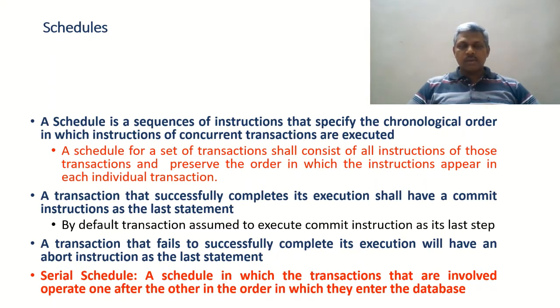And when it comes to the serial schedule, once we define a schedule, we have the concept of a serial schedule. So what do we mean by a serial schedule? The idea is very simple. The order in which the transactions enter the database, with respect to the timestamps, dictates the order in which they should be processed. If the transactions are performed in the order in which they have entered the database, sequentially one after the other, then the schedule is called a serial schedule.